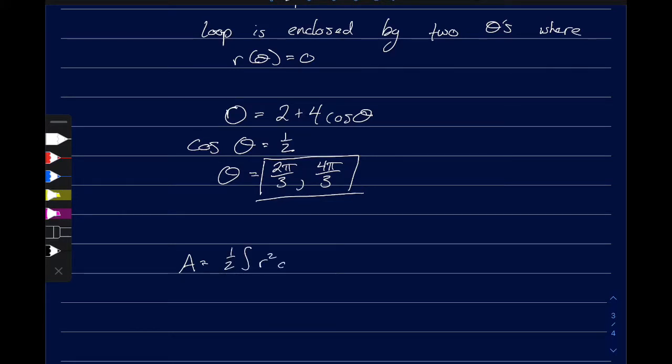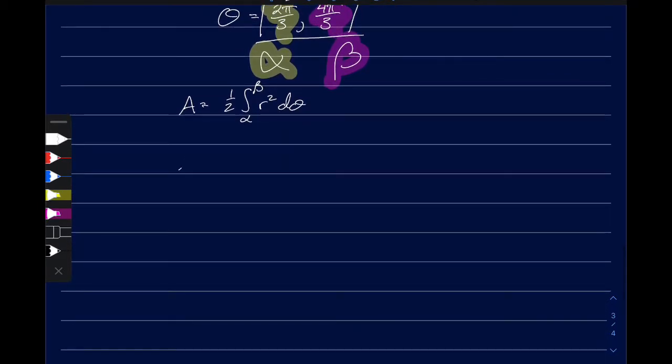So now we know that our area is 1/2 the integral of r squared d theta from alpha to beta. This guy here is our alpha, and this pink guy here is our beta. So let's just go ahead and plug everything in. So the area is 1/2 the integral from 2 pi over 3 to 4 pi over 3 of r squared. So it's 2 plus 4 cosine theta all squared d theta.